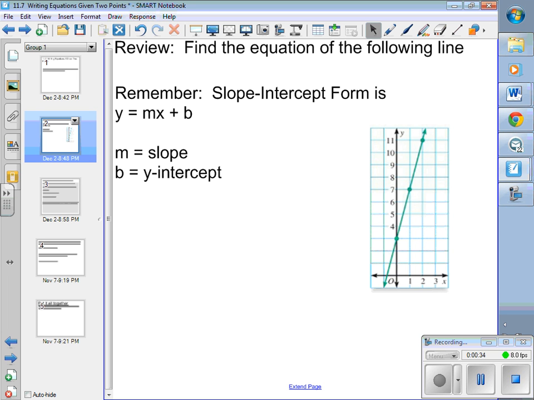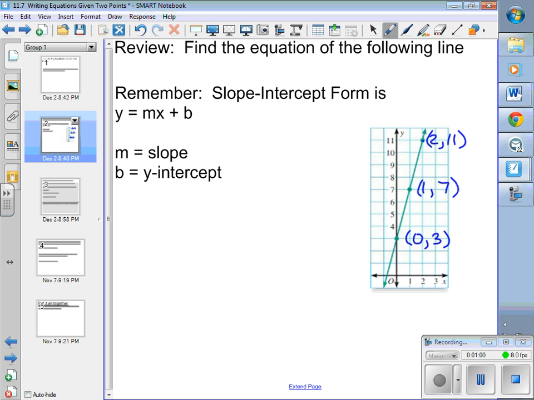So if we take 2 points from this line, and we can take any 2 points here. If we look at this one here, we have 2, 11. Here we have 1, 7. And here we have 0, 3. So we have 3 points. We can work it from any of the 3. Let's go ahead and start with finding our slope.